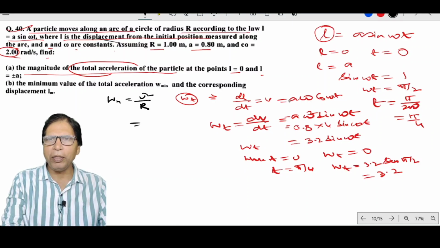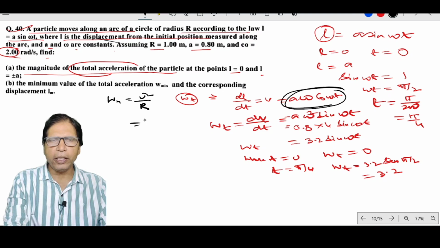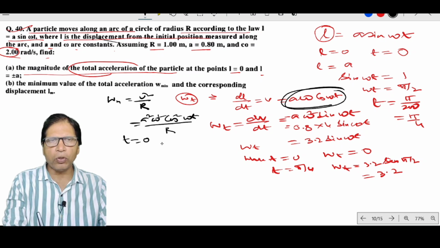Here v is equal to a omega cos omega t. Therefore, Wn is a square omega square cos square omega t divided by r. When t equals 0, Wn is equal to a square omega square by r.